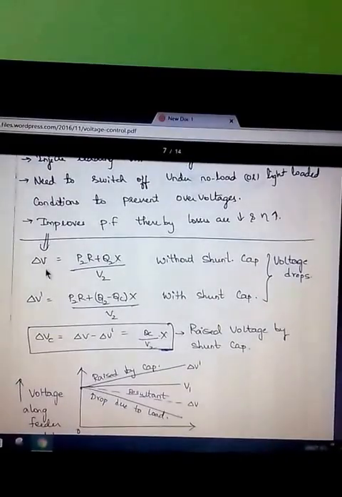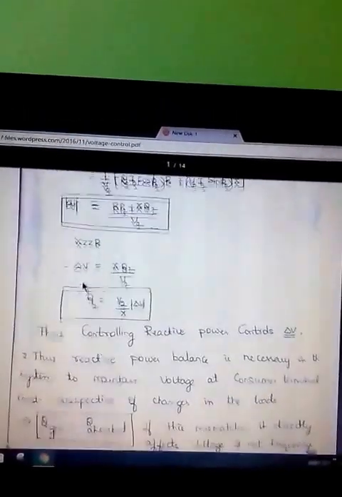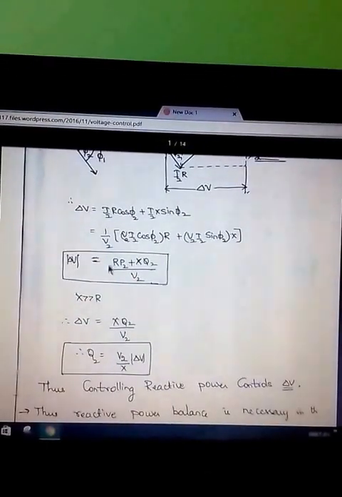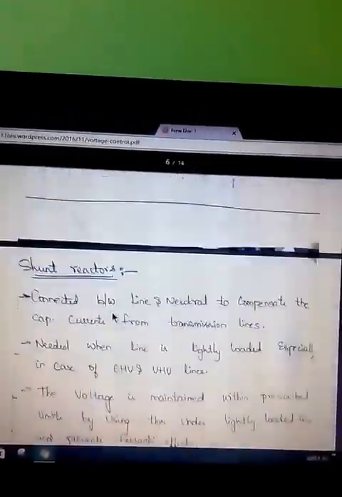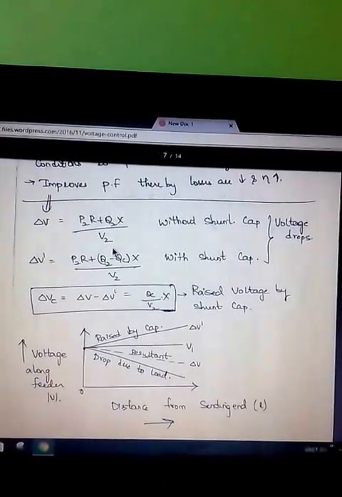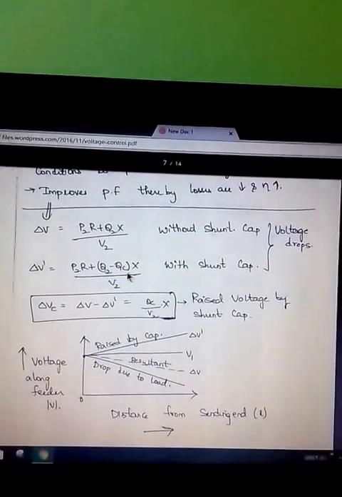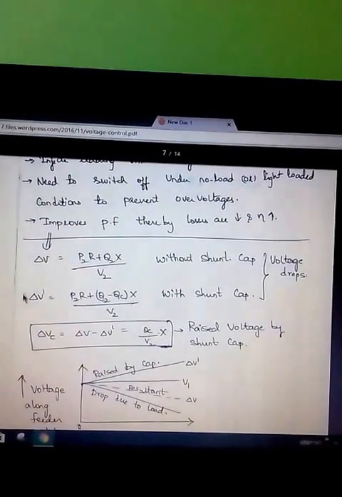The normal expression is delta V, which we have already seen above. Here you can see that delta V is (P2R plus Q2X) by V2. The same expression is used here in the case of shunt capacitors. So this Q2 becomes Q2 minus QC because of the shunt capacitor. So the numerator is reduced, and the voltage drop is reduced.